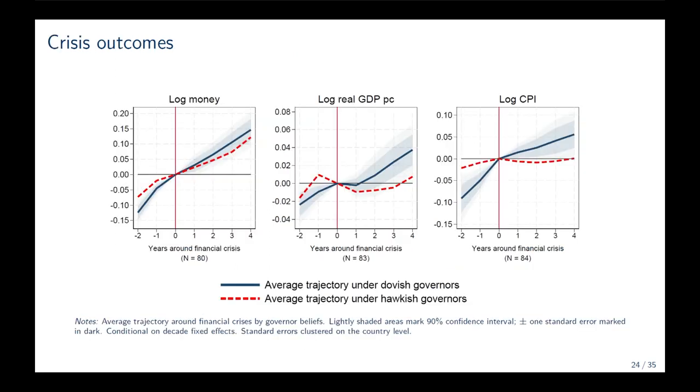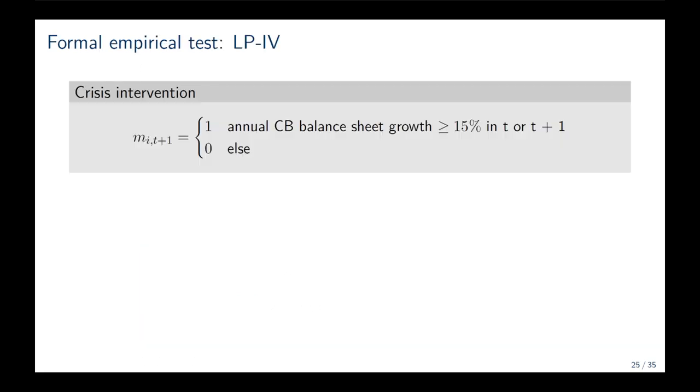And first look maybe at the crisis outcomes as well. Here now we classify, maybe look in the middle at real GDP. So that's similar to what I showed you before. The blue one is the average trajectory under dovish governors, and then the average trajectory under hawkish governors, and you see this slight difference both in GDP and in CPI, et cetera. You don't see it so much on the monetary side, and I'll come to that in a second. Okay, so this is not very formal yet. Let's get a little bit more formal.